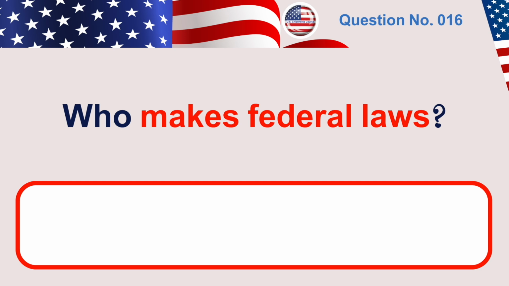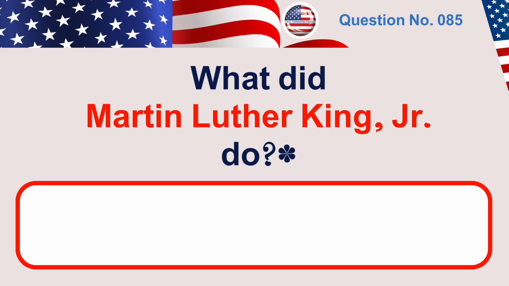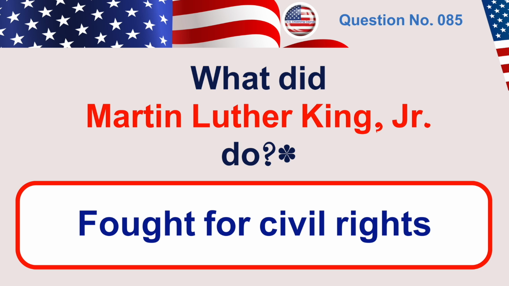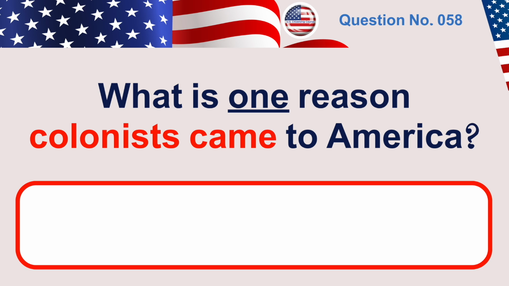Who makes federal laws? Congress. What did Martin Luther King Jr. do? Fought for civil rights. What is one reason colonists came to America? Freedom.